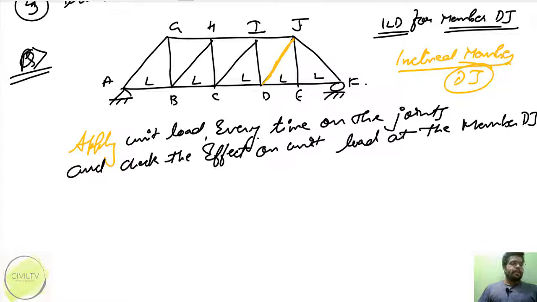इसका मतलब क्या हुआ, एक बार में A जॉइंट पे यूनिट लोड लगाऊंगा, उसके बाद मैं चेक करूंगा कि DJ पे कितना फोर्स आया। सिमिलरली उसके बाद मैं B जॉइंट पे यूनिट लोड लगाऊंगा और देन आई विल चेक कि व्हाट इज द फोर्स ऑन मेंबर DJ. सिमिलरली आई विल अप्लाई अ यूनिट लोड ऑन जॉइंट C और देन आई विल चेक व्हाट इज द फोर्स ऑन मेंबर DJ. सिमिलरली जॉइंट D पर, और देन आई विल चेक व्हाट इज द फोर्स ऑन मेंबर DJ, and so on and so forth.